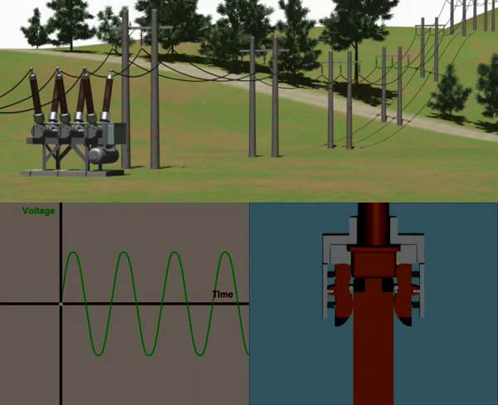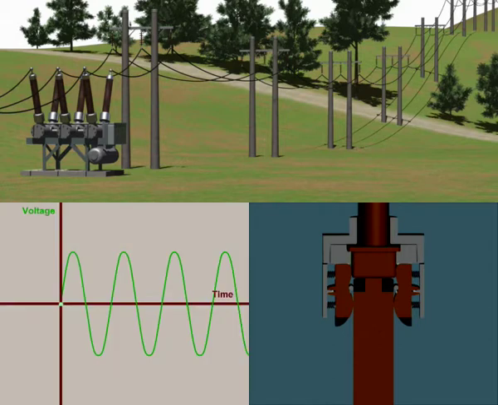This video illustrates how a circuit breaker opens one of the three phases in an in-phase current. In the top panel, the circuit breaker is shown attached to transmission lines. For simplicity, other equipment at the substation isn't shown.